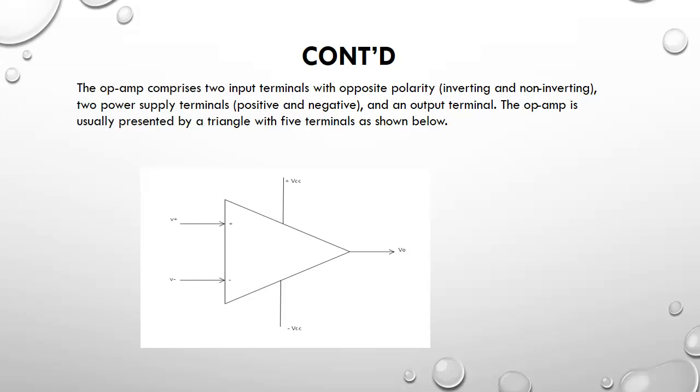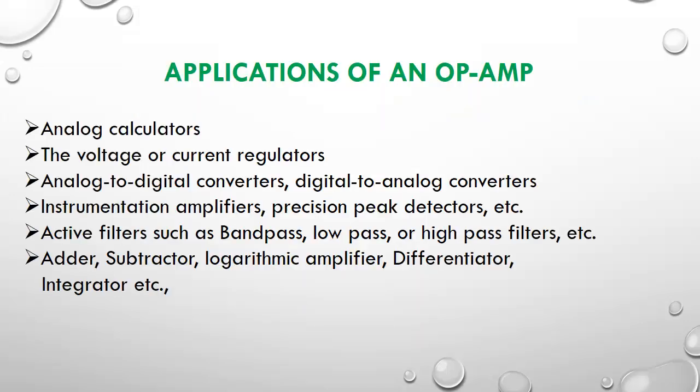This is the symbol of opamp 741. Applications of opamp: it can be used in calculators, voltage to current converter, analog to digital converter, digital to analog converter, etc. It can be used as filters, instrumentation amplifier, and mathematical operations such as adder, subtractor, logarithmic amplifier, differentiator, integrator, etc.